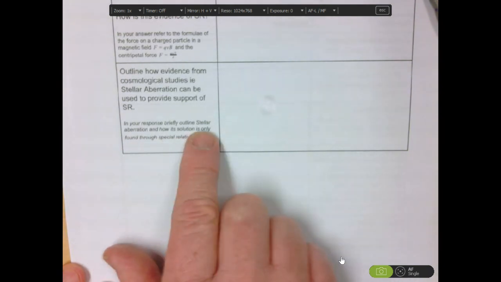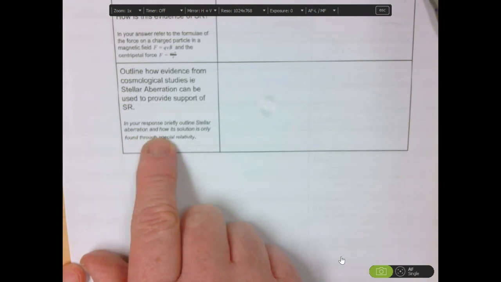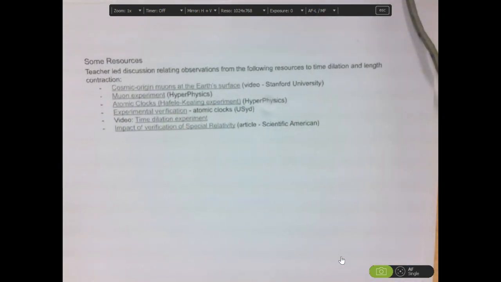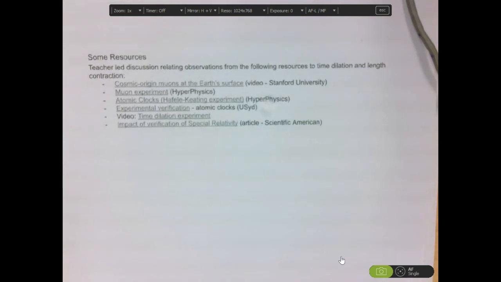So in your response, briefly outline what is meant by stellar aberration and how it only makes sense if we use special relativity. Okay. I've given you at the bottom of this document a whole series of other hyperlinks that you might want to use, as well as links that are on the classroom page. Okay. Thanks very much.